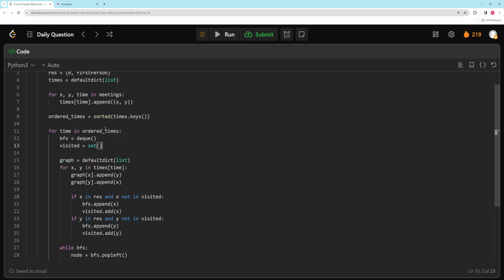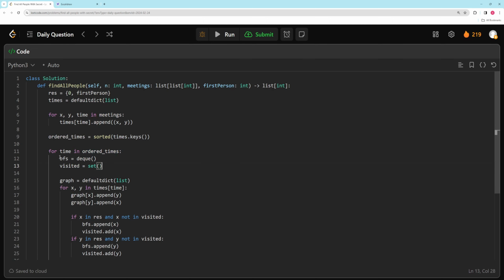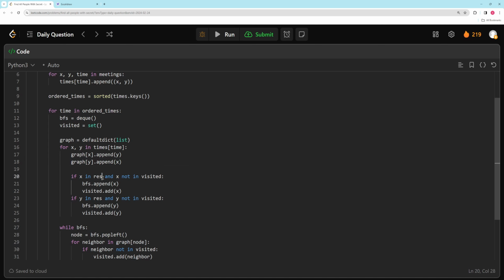Then basically we take every time that a meeting occurs, we set up this BFS, right? So we have a BFS, we make a visited set, we make a graph, we get all of the meetings that occur at that time, right? We have to process all of those, like every iteration of the loop, we'll process all of the meetings that occur at that time. So we just make a basic graph, right? So for X and Y in the meeting, make an edge from X to Y, make an edge from Y to X because it's undirected. And then we check if X is in the result, meaning if X knows the secret, and it's not in visited, meaning we haven't put it into the BFS yet. Let's put it into the BFS and let's add it to the visited set. And the best practice I've usually found for BFS is to add things to the visited set right when you put your item into the BFS, because it's not a heap.